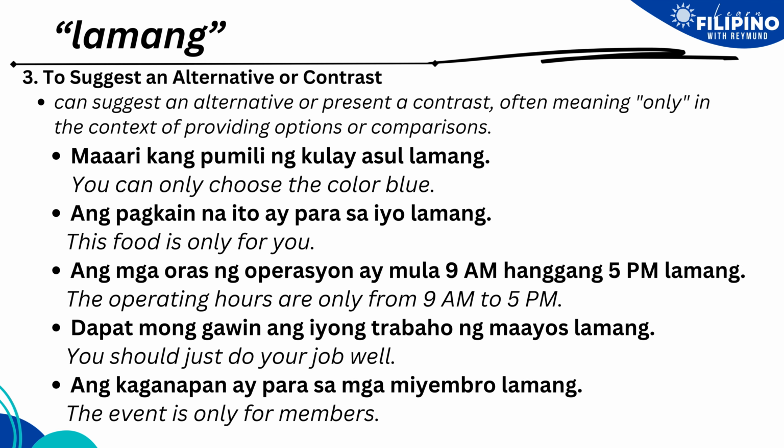Third definition is to suggest an alternative or contrast. Maaari kang pumili ng kulay asul lamang. So you can only choose the color blue. Maaari is can or possibly, and then to pili means to choose, pumili. And then kulay is color, and then asul, that's blue. So maaari kang pumili ng kulay asul lamang.